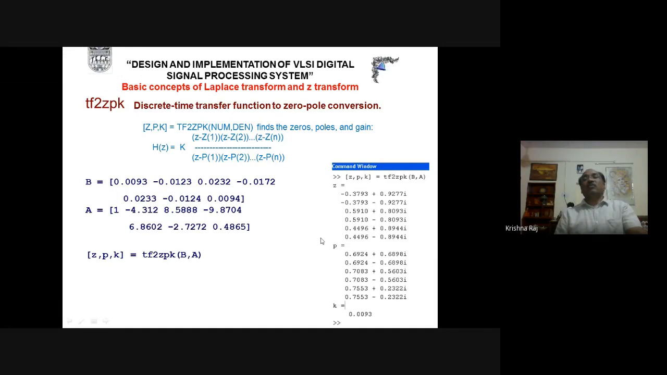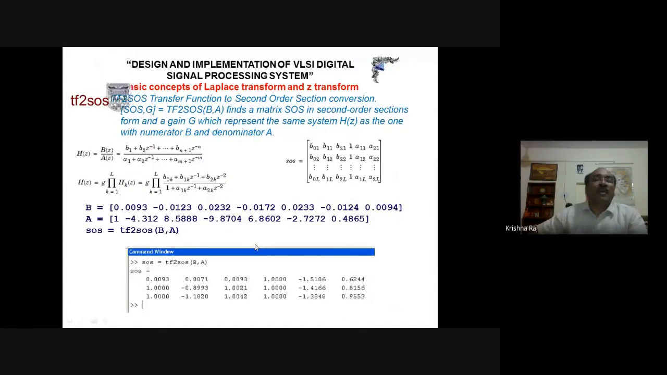Now see the output. There will be three outputs: Z, P and K. K is the DC gain. So these are the zeros and poles, and this is the DC gain here. So we have transferred the transfer function into the ZPK form, that is the zeros, poles and gain.